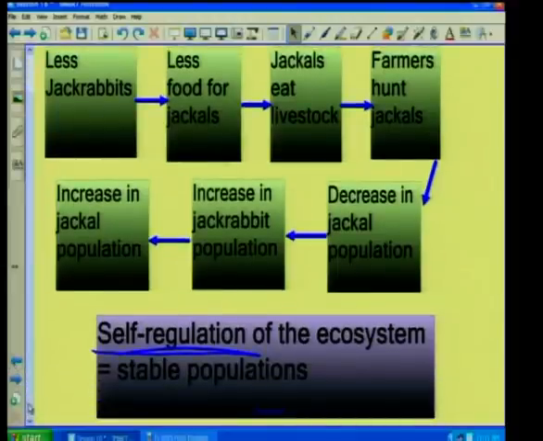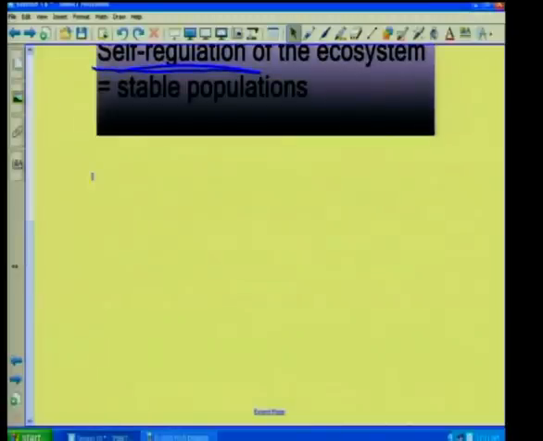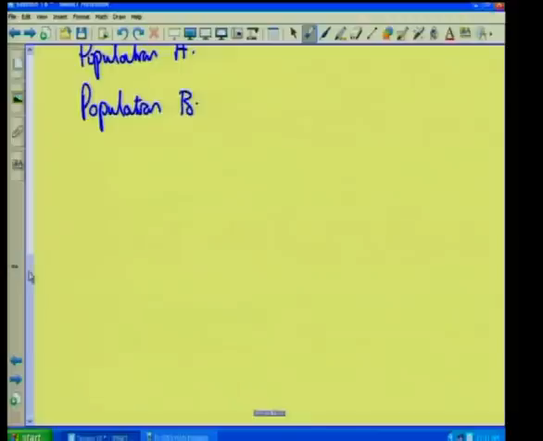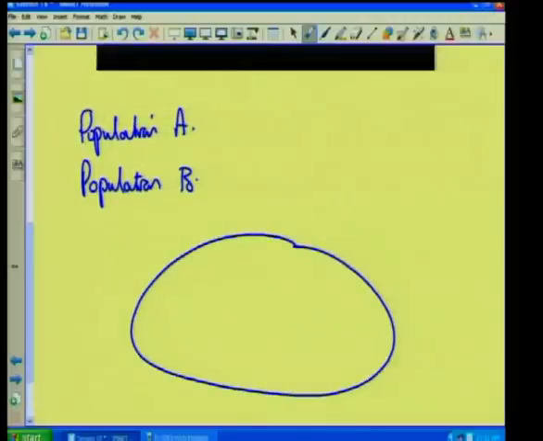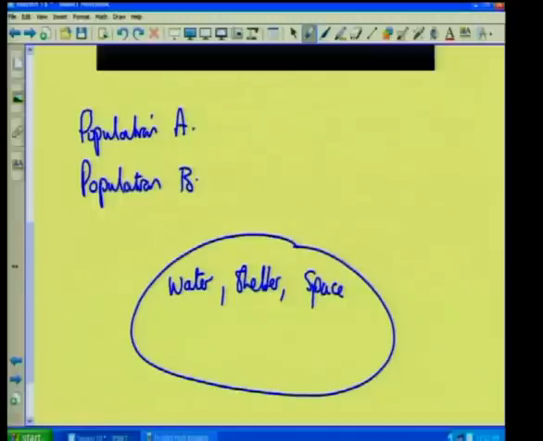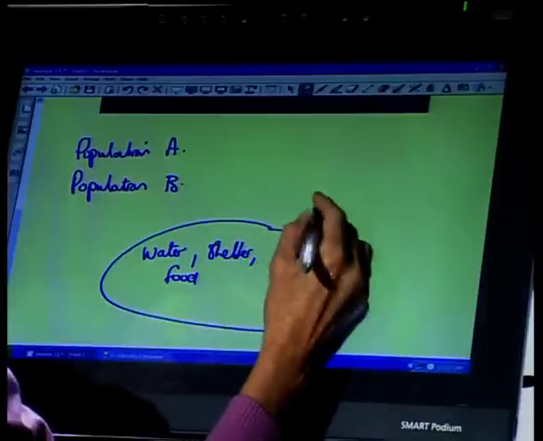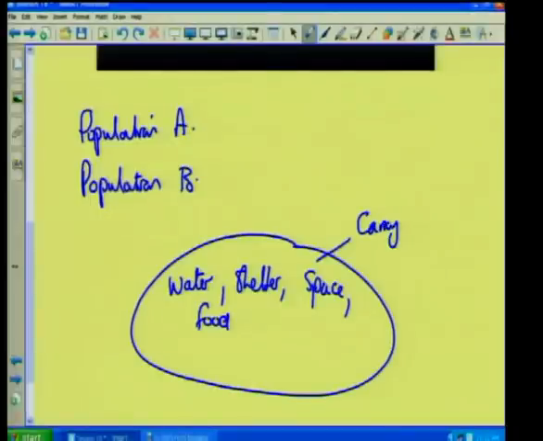Now, what I really want you to understand is if we have a population A, and we have population B, and both of these populations live within a specific area. So we've got this lovely big area. Within this area, we have water. We have shelter, space. Because remember, it's not just shelter, it's space to move around, and food. This would be determined by the environment, okay? The environment has a specific carrying capacity. So it is the carrying capacity of the environment.